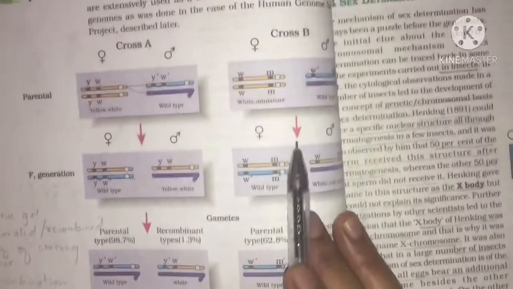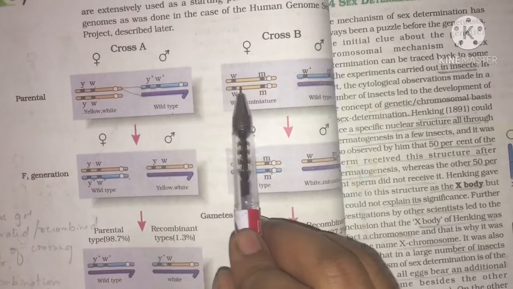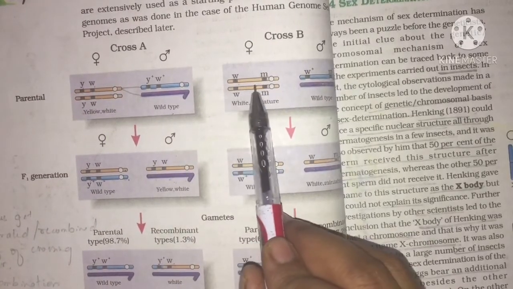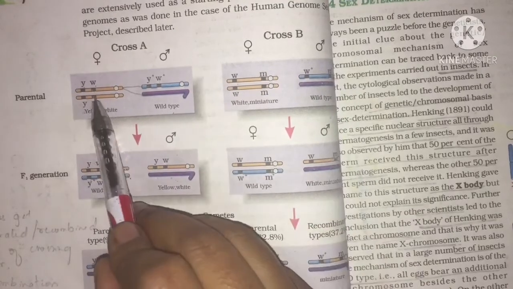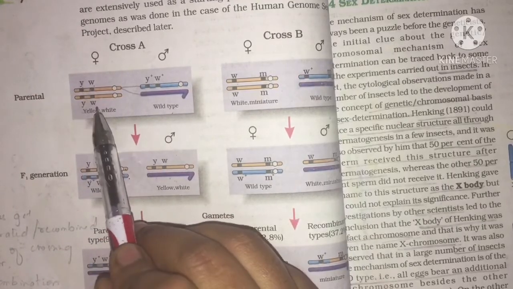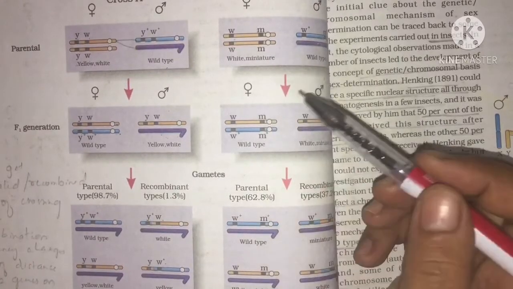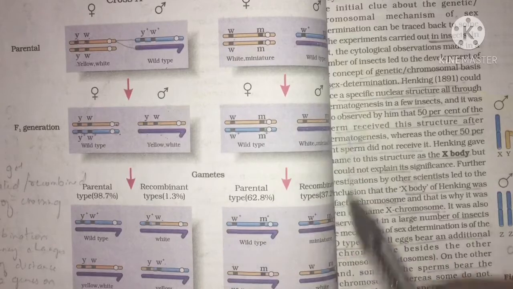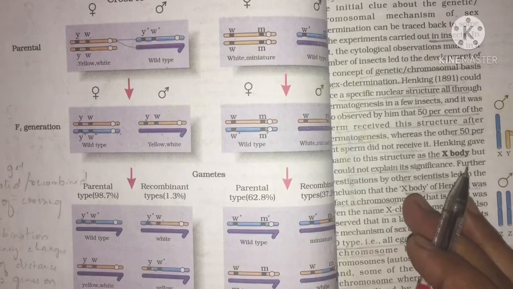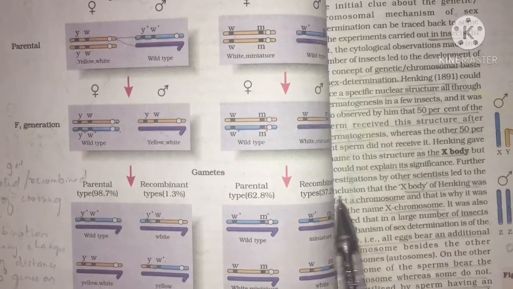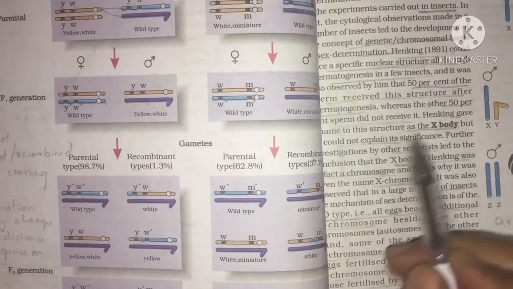In cross B you can find there is some difference. In cross A you can see the distance between the genes YW, and in cross B the distance between the two genes. Which has more distance? W and M have more distance between the genes. Here they have less distance between the genes, right? Similarly, a cross has been done with a white miniature and a wild type. You can cross the same by taking a pen and a pencil and crossing it as I have shown in my note. You will get the same one, but parental type 62.8%, recombinant type 37.2%.